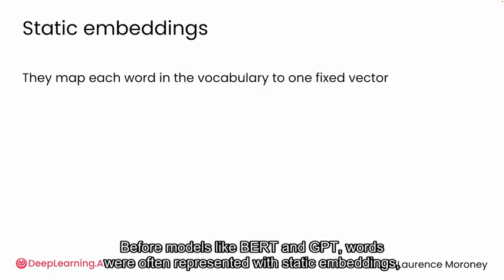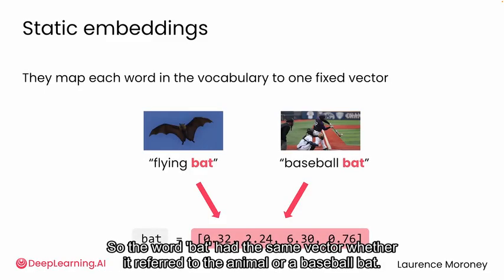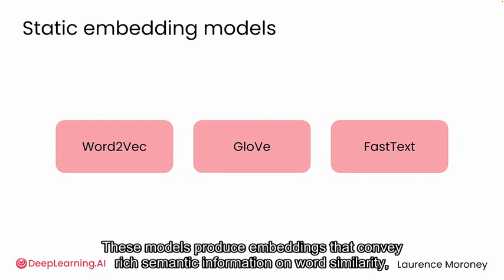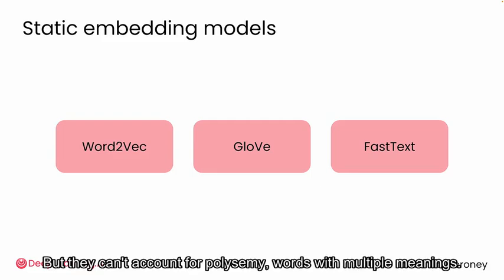Before models like BERT and GPT, words were often represented with static embeddings, where each word in the vocab matched a fixed vector regardless of context. So the word bat had the same vector whether it referred to the animal or a baseball bat. Well-known static embedding models include Word2Vec, GloVe, and FastText. These models produce embeddings that convey rich semantic information on word similarity, clustering related items like apple, orange, and banana, but they can't account for polysemy, words with multiple meanings.